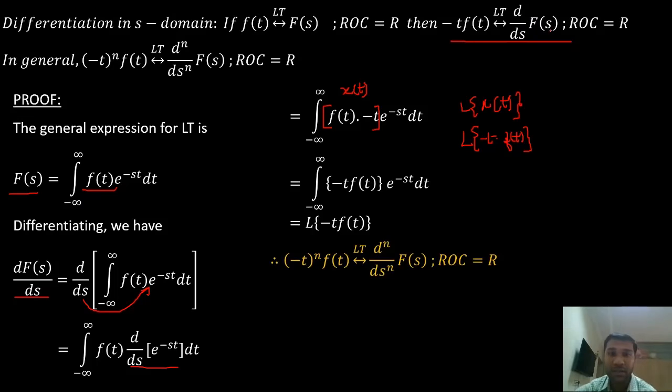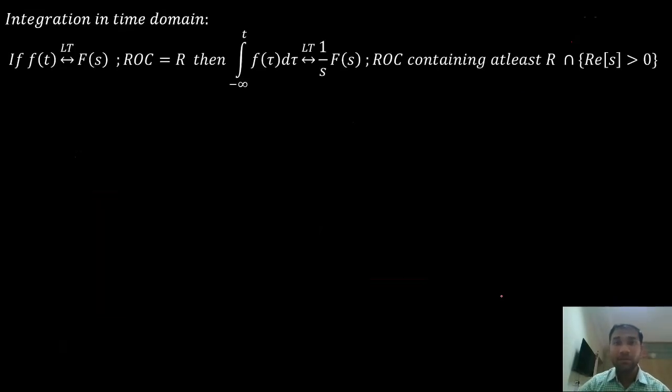That is differentiation in the s domain. So what happens if there are multiple differentiations in my s domain? I'll have this in the time domain: my negative t raised to the power of n. However many differentiations we have on the right hand side, the same power we have on the left hand side. So minus t whole power n into f of t has the Laplace transform d power n by ds power n of f of s.